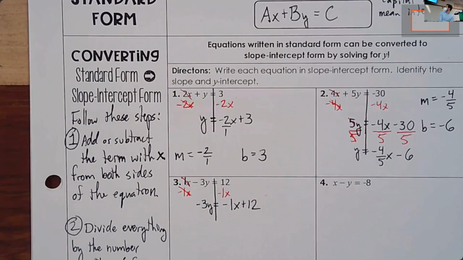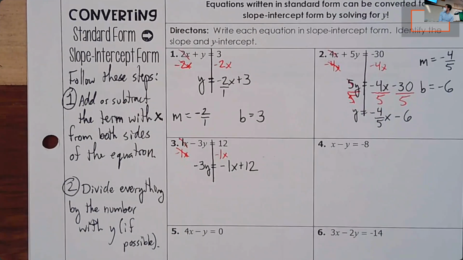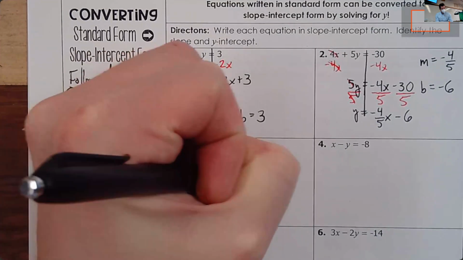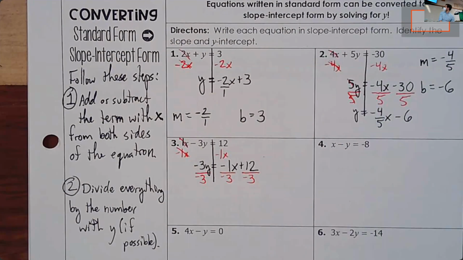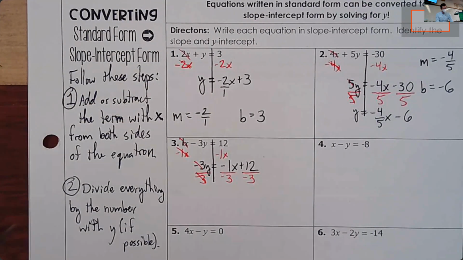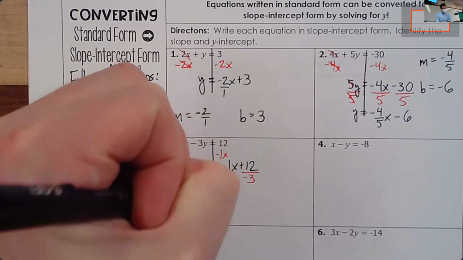That's step number 1. Step number 2, divide everything by the number with y, if possible. There is a number with y here, it's -3. So we're going to divide everything by -3, all the way across. And a -3 over a -3, those cancel out because that just equals 1. So down below here, we're going to have y all by itself, which is exactly what we're trying to get.